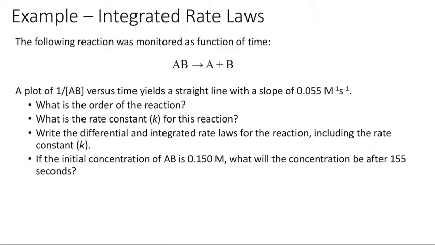Armed with that information, let's try to answer 4 questions. What is the order? What is the value of the rate constant, including units? Let's write the differential and integrated rate laws. They're 2 separate laws for this particular reaction. And then, if the initial concentration of AB is 0.150 molar, what is that concentration after 155 seconds? So let's tackle these 4 questions in order.